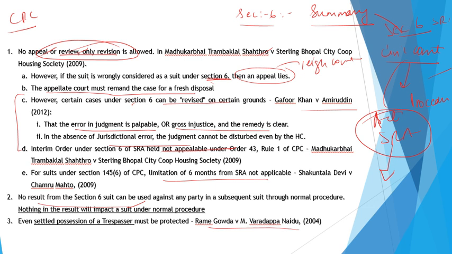Then this case had talked about even the settled possession of a trespasser must be protected. That is the whole essence of this section 6 itself, because here even though the trespasser doesn't have the title, he was in possession. This possession should be protected. Even this trespasser cannot be dispossessed without the due procedure. Due procedure we dealt with. Nobody can be allowed to use force to take someone's peaceful possession. The proper procedure of court is always required to be followed.